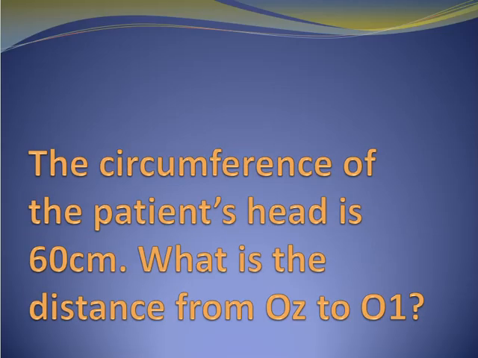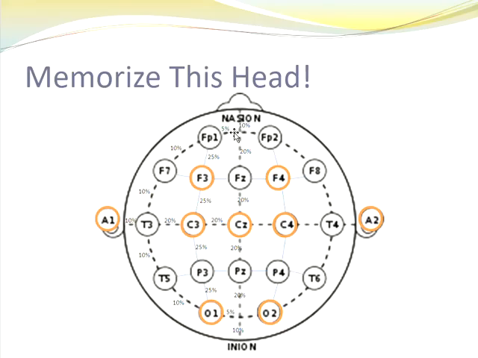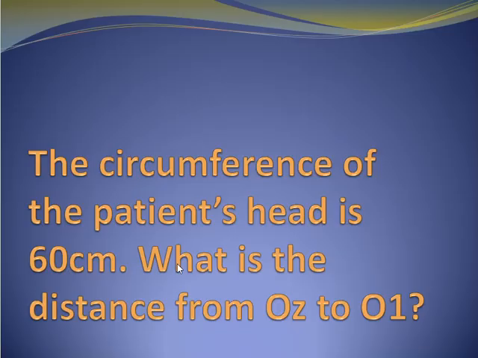The circumference of the patient's head is 60 centimeters. What's the distance from OZ to O1? So let's go back again to this. Circumference is 60 centimeters. OZ is right here to O1, so 5% of 60. How I do that math in my head: 10% is 6, half of that is 3. So the answer is 3 centimeters.